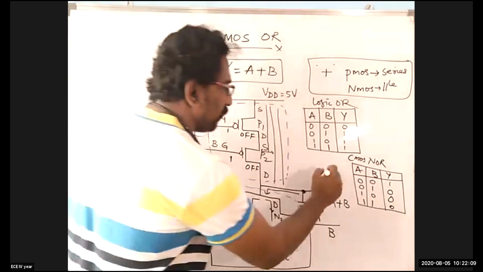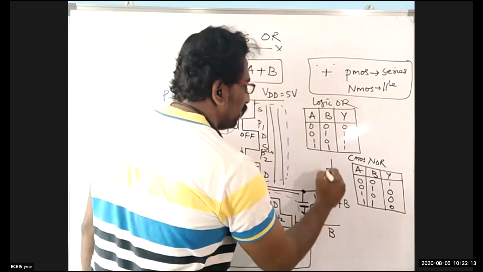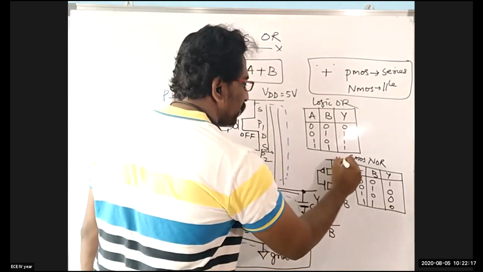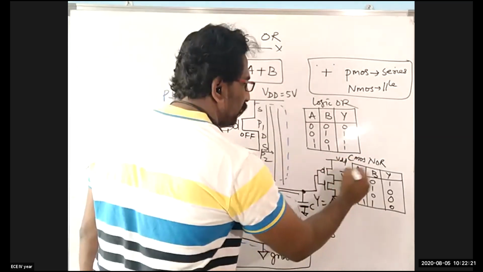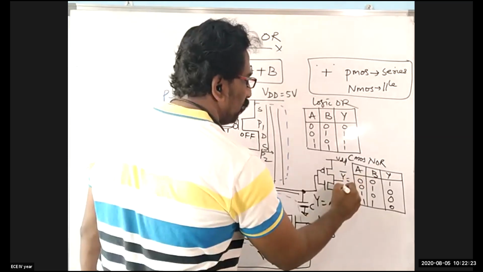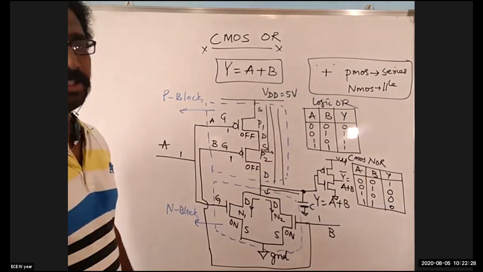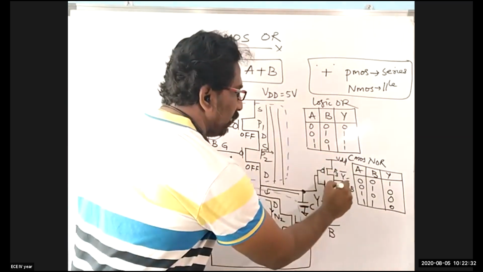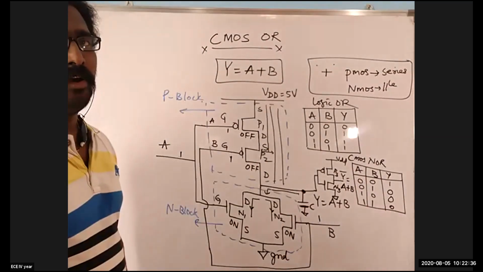So if I connect one inverter here, a CMOS inverter, then this will be my Y dash. Y dash is equal to A plus B, or Y equal to A plus B whole bar. If I connect this inverter over here, this is T3, and this is N3. Now this entire structure will be called a CMOS OR gate.